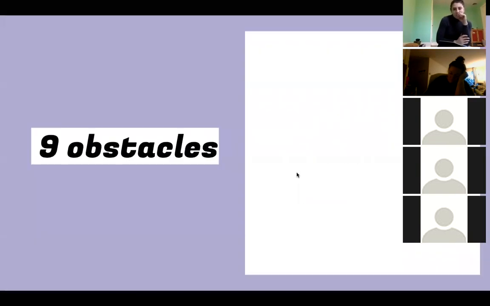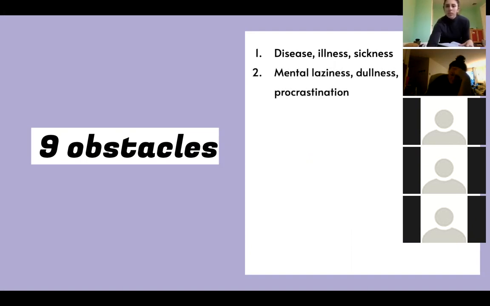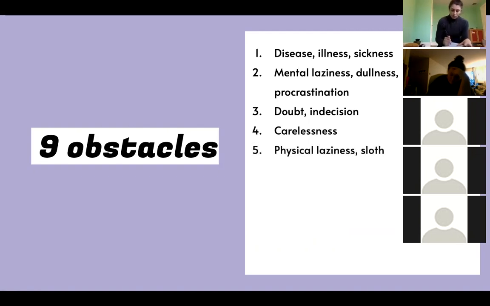We're going to skip ahead a little bit and go to the obstacles. So the sutras outline some obstacles that we are bound to encounter when we practice yoga, or when we try to stay in this state of stable tranquility. Stuff is going to come up and knock us off that path. Some of these things: disease, illness, injury, right? Dullness or procrastination, mental laziness, doubt, indecision, carelessness, and physical laziness.